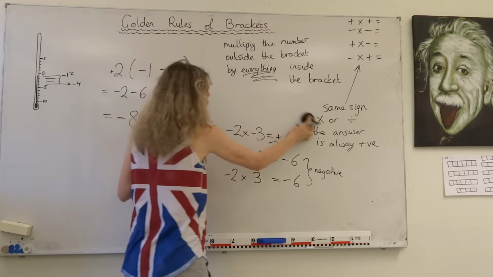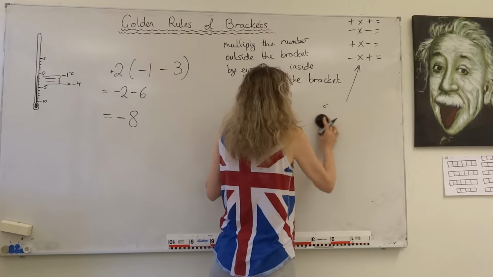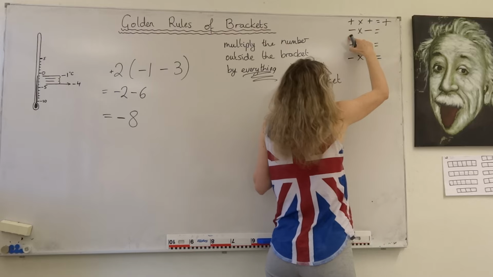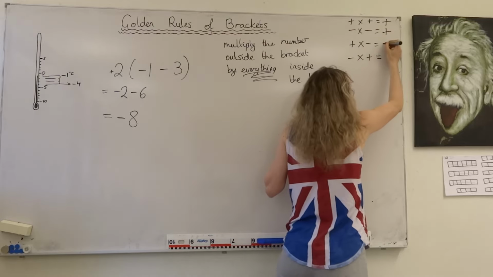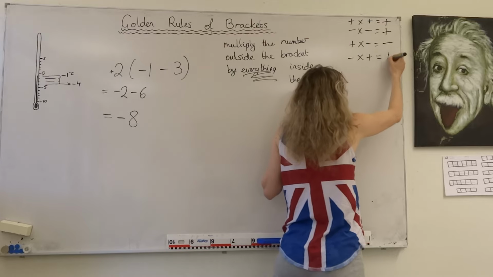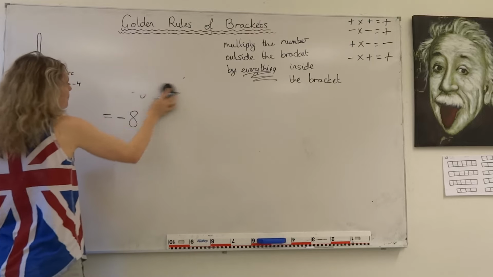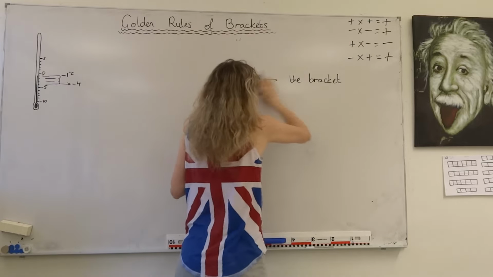Okay, that gives us some golden rules with negative numbers and brackets. So we know that a plus times a plus is a plus. A minus times a minus is also a plus. A plus times a minus is a minus. And a minus times a plus is a minus. So let's use these rules to do some numbers with algebra in there.